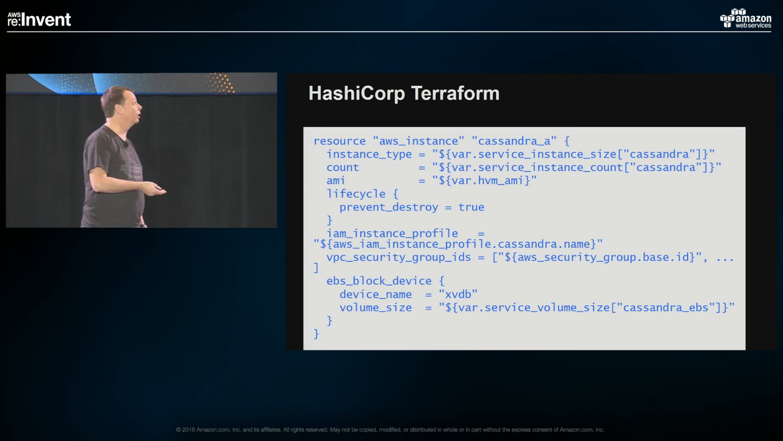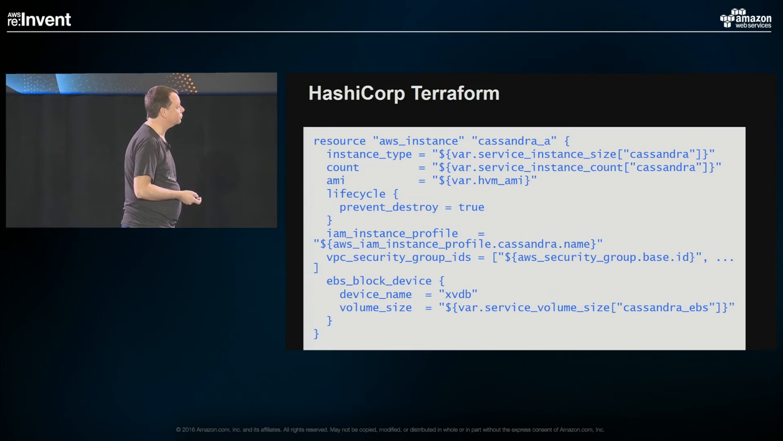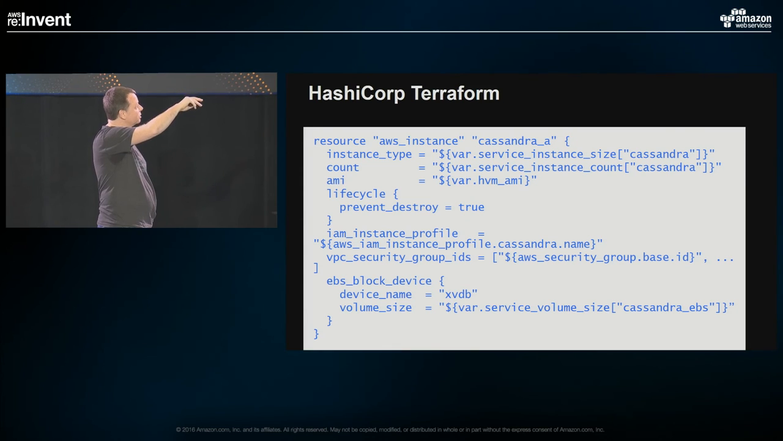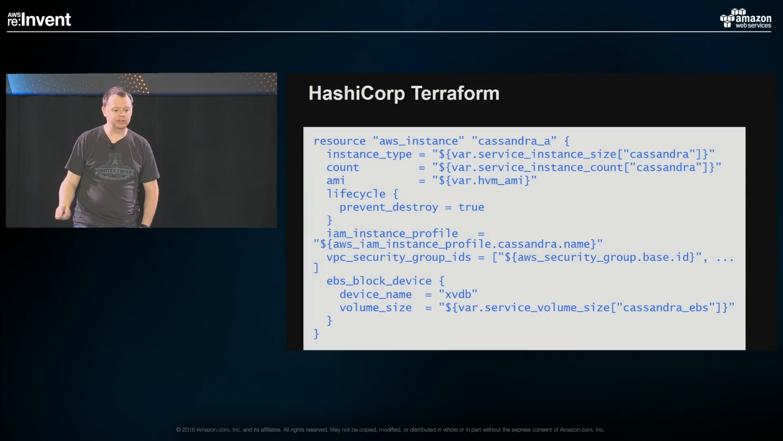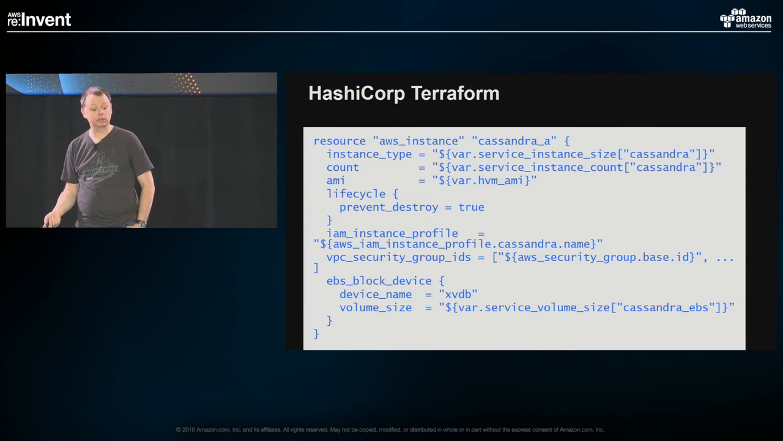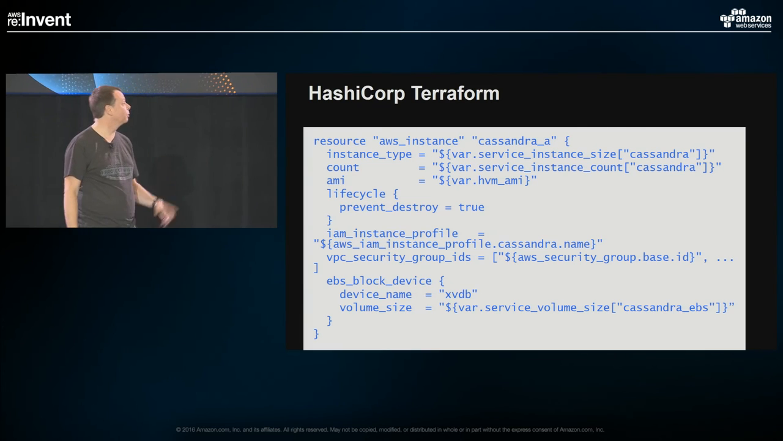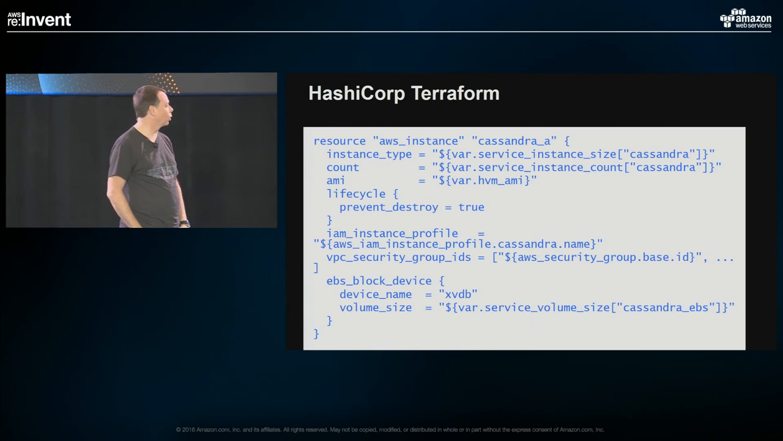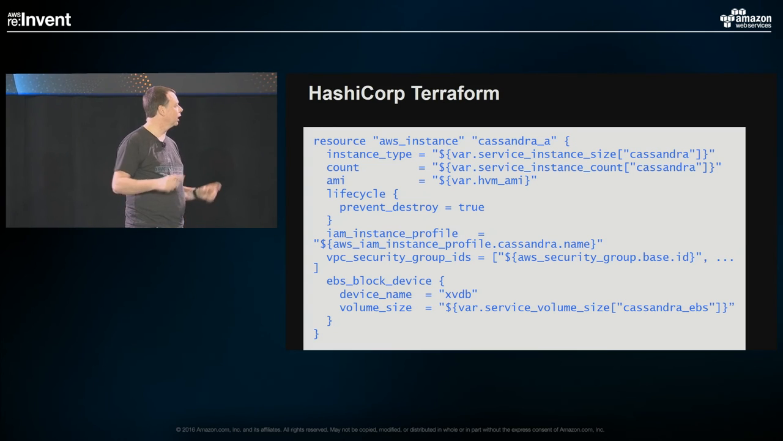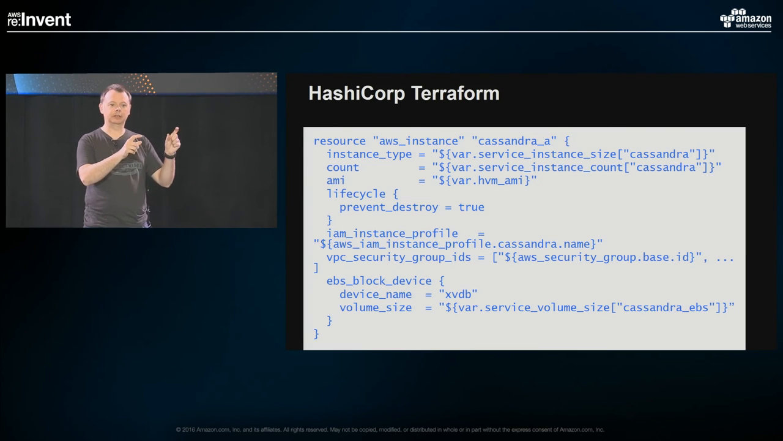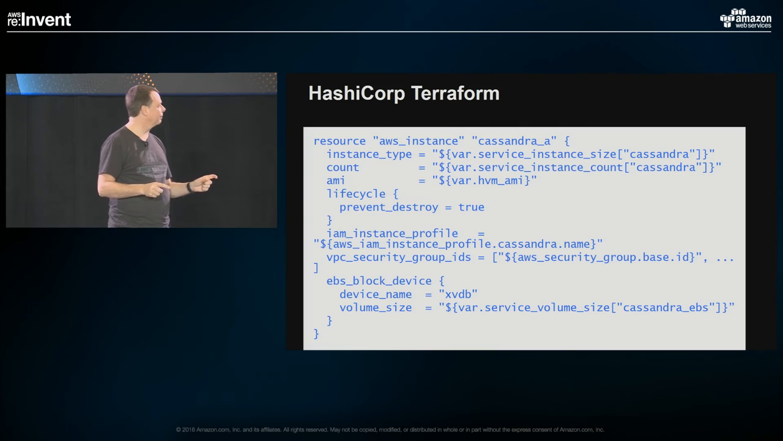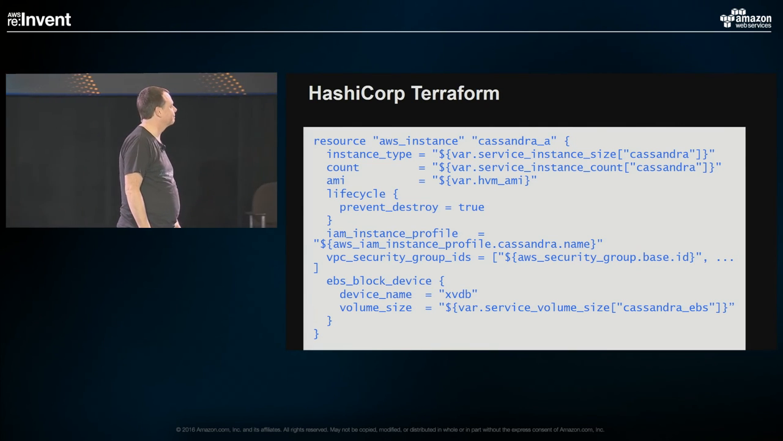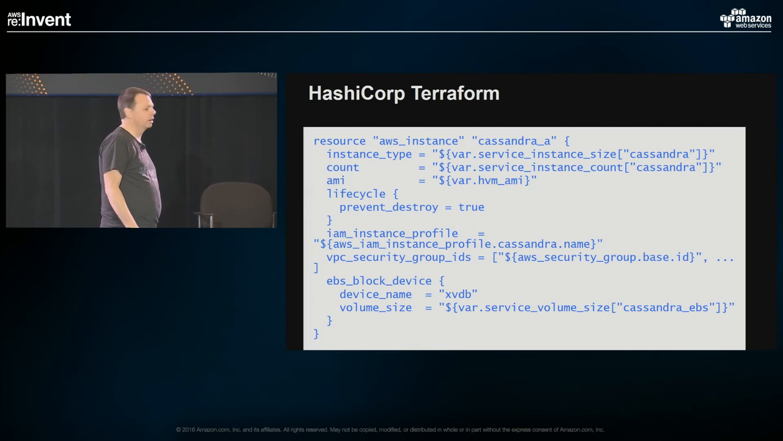This is an example of a Terraform configuration file. You see resource AWS instance at the top, but this is actually plural. A couple lines down, you see the count. This is actually describing an entire Cassandra cluster. Important to note, pretty much everything in there is either a variable or a reference to another resource. That makes this portable across environments. It means that we're not copy-pasting a security group ID into a bunch of different places in the file. That's very important. This is the least provider agnostic piece of our stack.